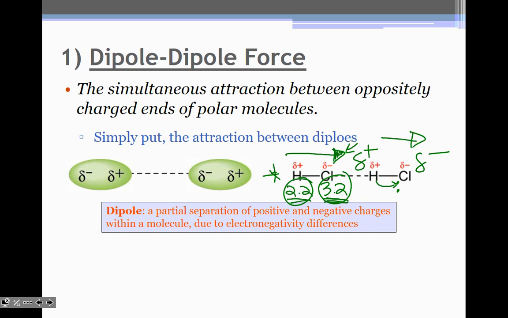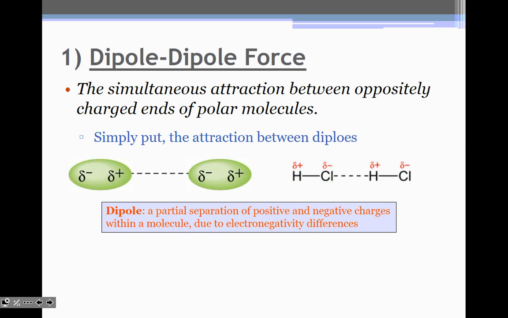So when I have two of these together, as you can see from the diagram, this right here is dipole-dipole. It's a force or a bond between a negative end of one molecule to the positive end of an adjacent molecule. And you might have another one here. It might look like this, where you still have an attraction between the positive end and the negative end.